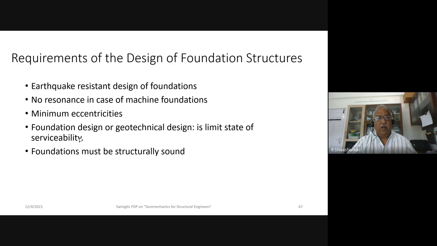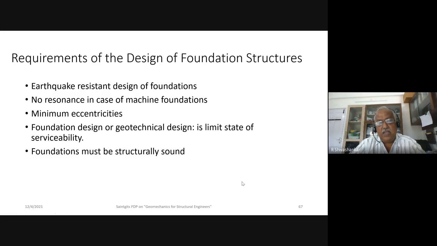And after all this, the foundation must not fail in compression or whatever it is. So we have two capacities: geotechnical capacity and structural capacity. If you take piles, the actual capacity of a pile is the lower of the geotechnical capacity or structural capacity. So it should not fail geotechnically. That means if the load is very high and the soil around is very weak, it may settle a large amount.